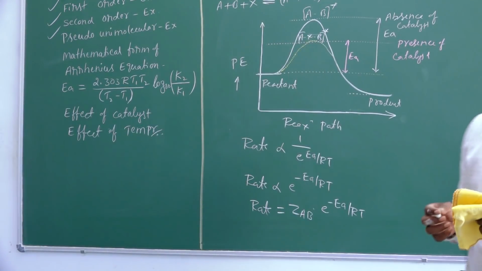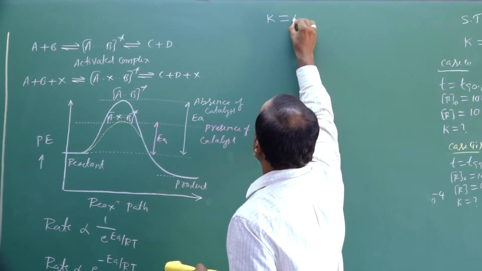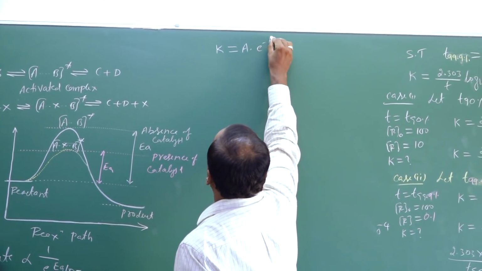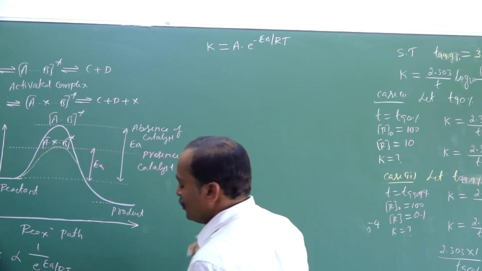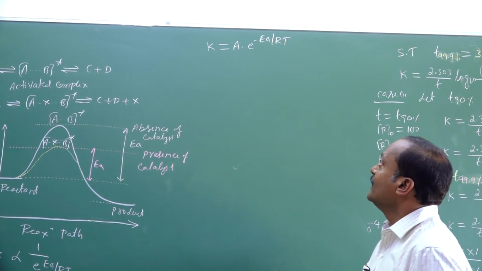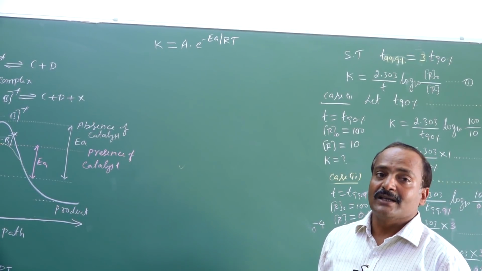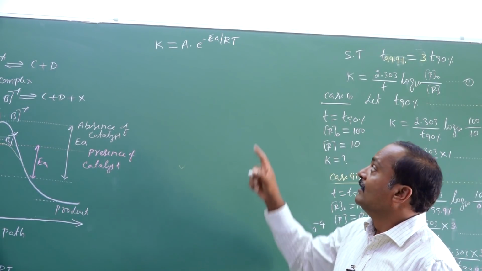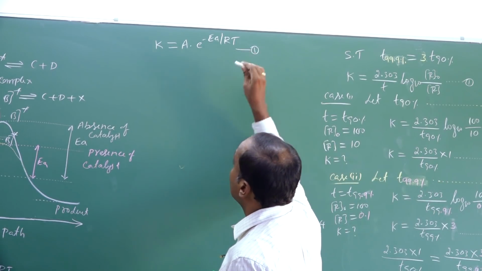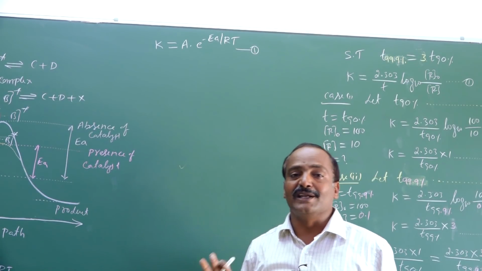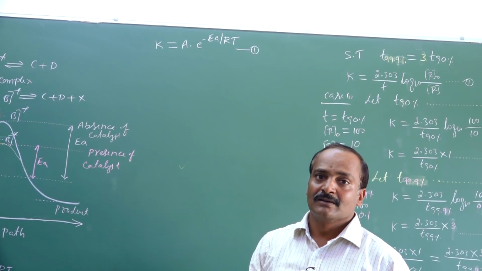Then rate constant K is equal to A into e to the power of minus EA by RT. K is called the rate constant, A is called Arrhenius frequency, also called collision frequency. We call this equation number 1. This is the simplest form of Arrhenius equation.